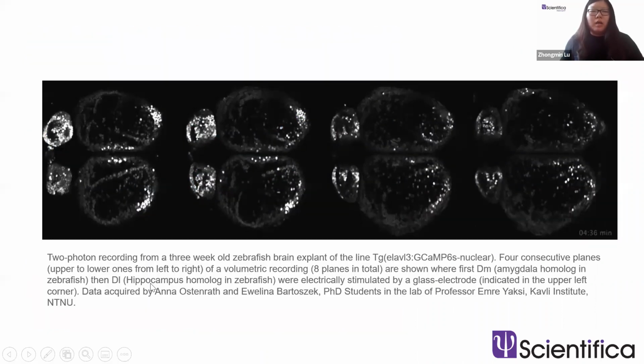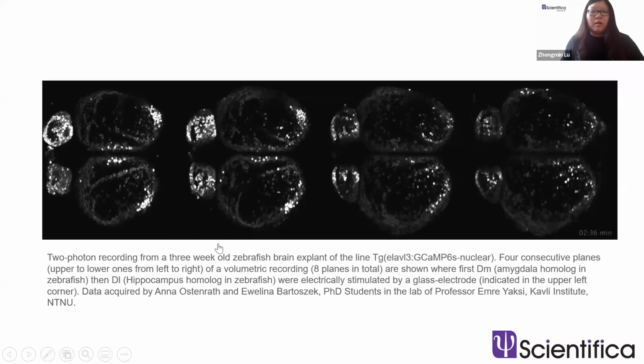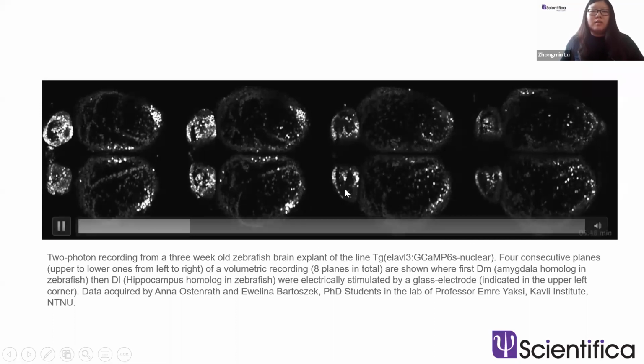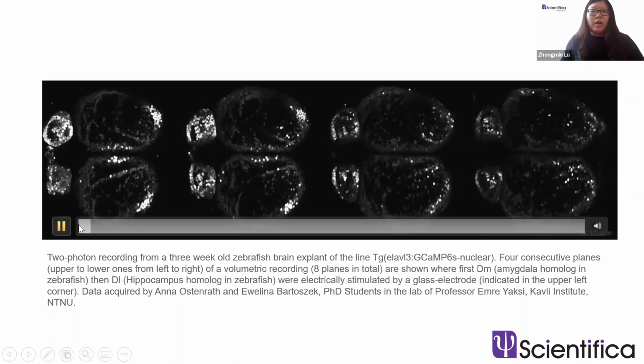Also, with the equipment of the piezo or ETL, you can do really nice volumetric functional imaging across several focal planes. Here, the recording is volumetric in 8 planes in total. Here I just showed 4 focal planes. And you can see with this electric stimulation, different focal planes show really different activity patterns.